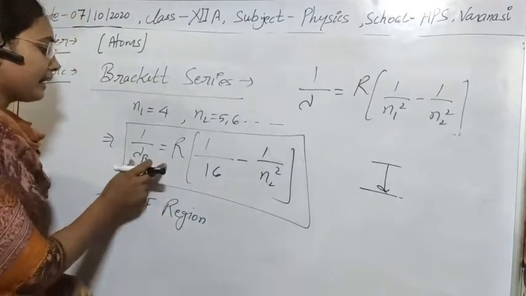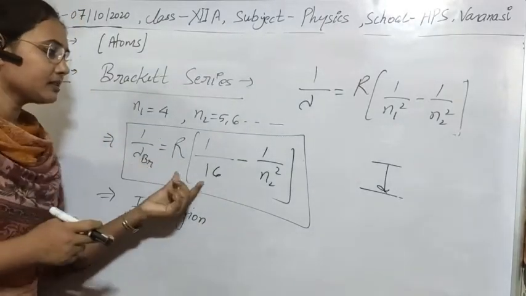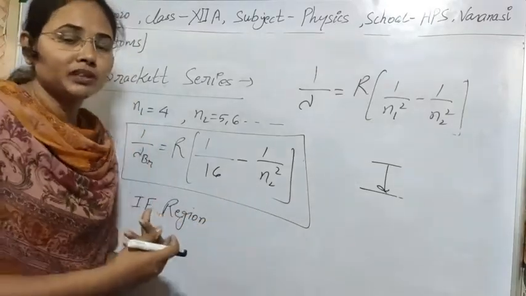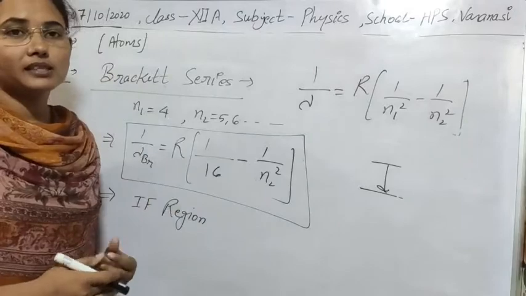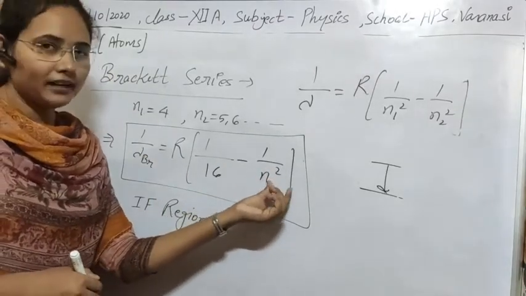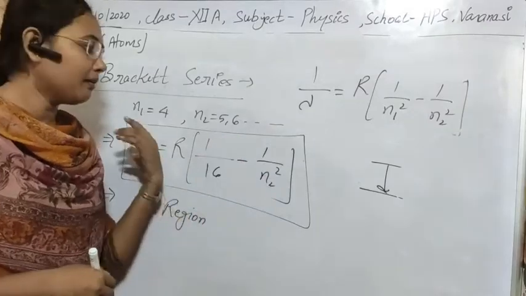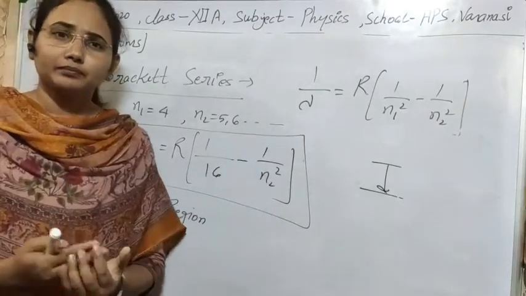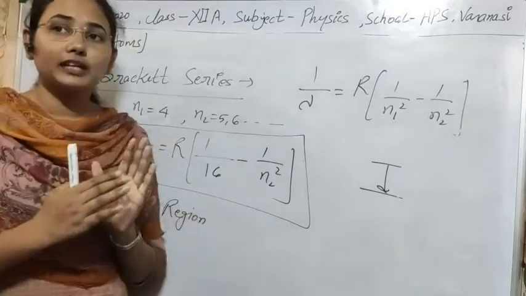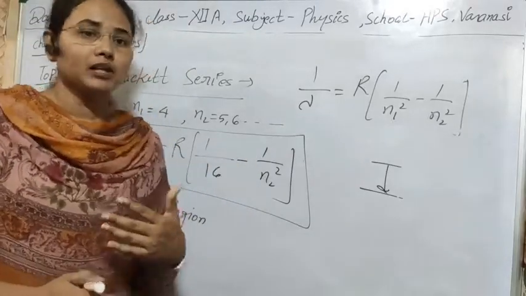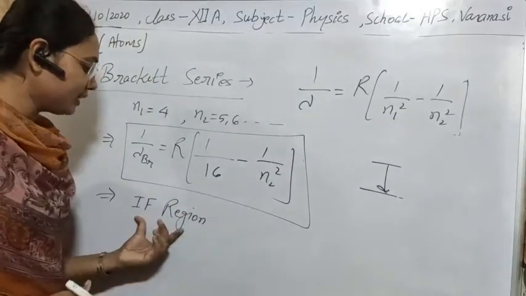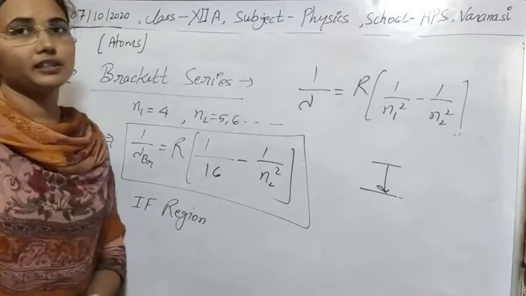So we can easily write lambda for this, and again we can easily calculate the minimum and maximum wavelength. In this case, for maximum wavelength we have to put n2 equal to 5, and for minimum we have to put n2 equal to infinity. After putting these values, we can calculate in which range it will lie, and we find that it lies in the infrared region.